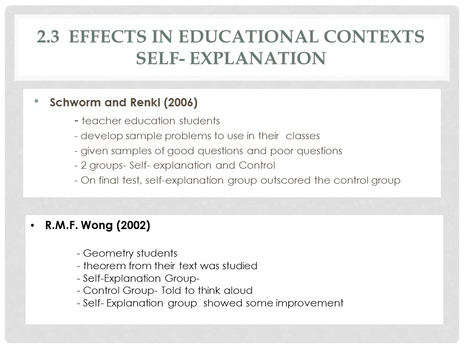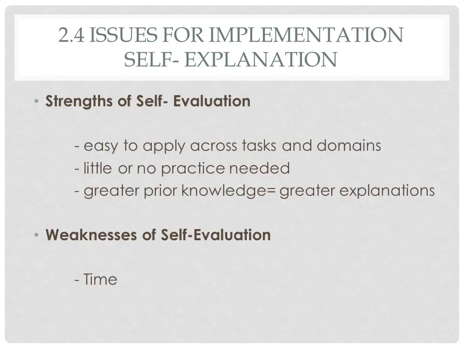In the study performed by R.M.F. Wong in 2002, students were given a theorem from their text that had not been studied. Students were encouraged to think aloud during the first session. Then half the students were told to self-explain and the other half were told to think aloud while they read. A study guide was given for the test the next week. Students in the self-explanation group did not improve on information provided or practiced, but they did show improvement on far transfer questions.